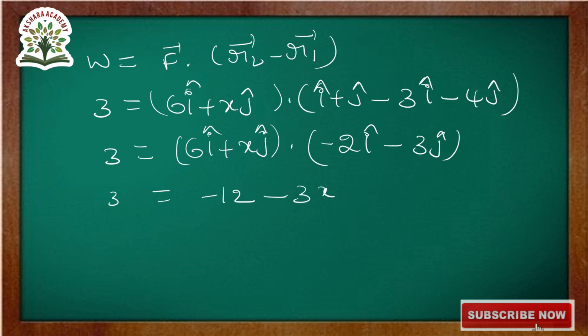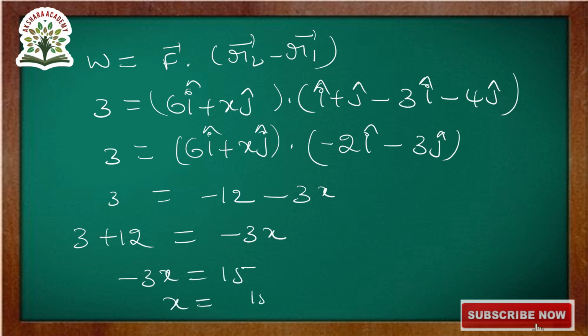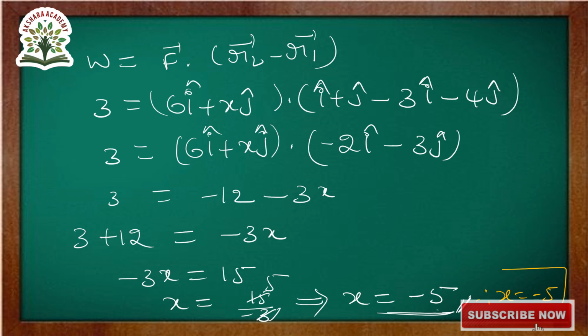So this can be written as minus 12 going to this side becomes plus 12, that is equals to minus 3x, 12 plus 3 is 15. So this can be written as 3x is equal to 15, x is equals to 15 by minus 3, 3 ones are 3, 3 fives are 15. So we are getting x is equals to minus 5. This is the value of x in force. Actually they given F bar is equal to 6 I bar plus x j bar. We are finding the value of x. So therefore final answer x is equals to minus 5. This is the final answer.